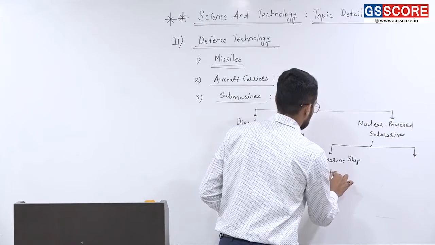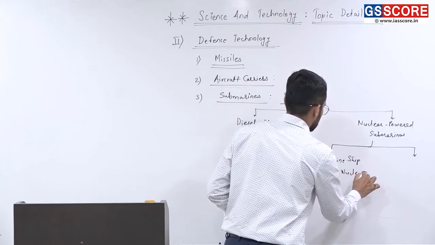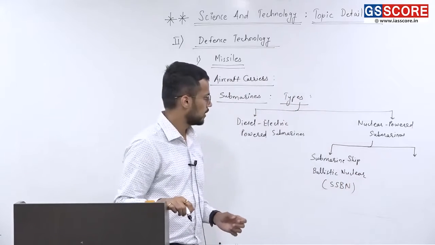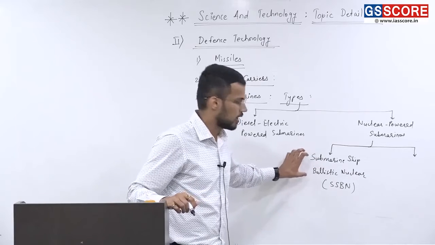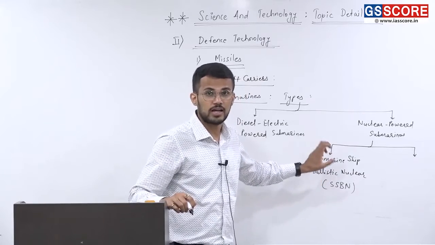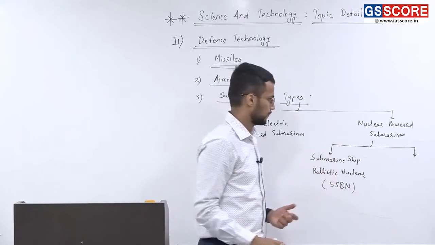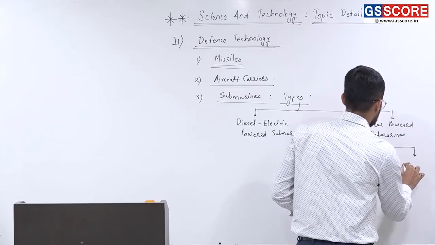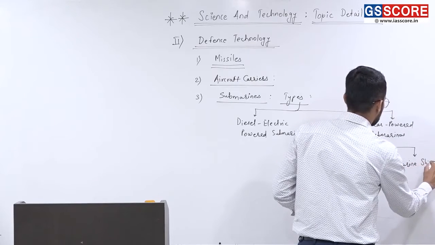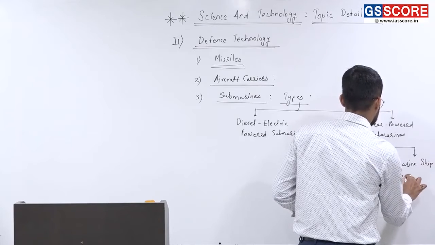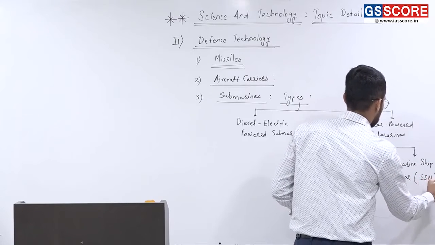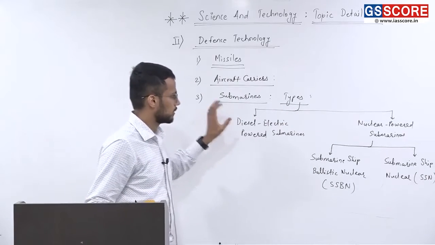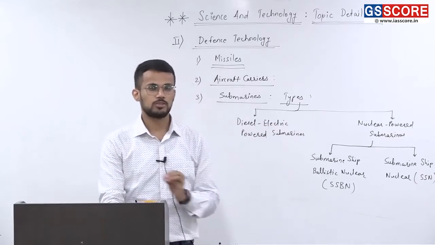Submarine ship, ballistic nuclear, which is popularly called SSBN. These are nuclear powered submarines that can launch ballistic missiles. And then we have another type of nuclear powered submarine, Submarine ship nuclear, that is SSN. Fine. So these different types of submarines and their examples you must be aware of.